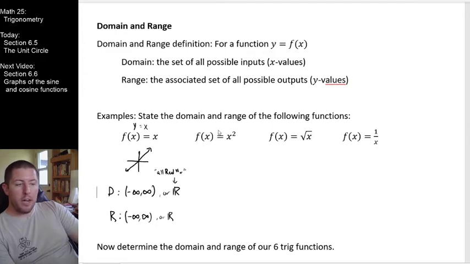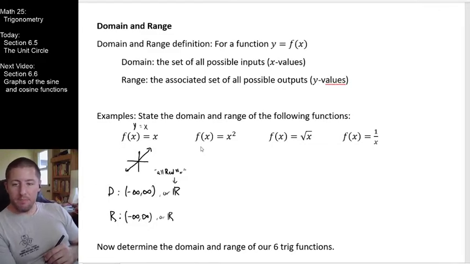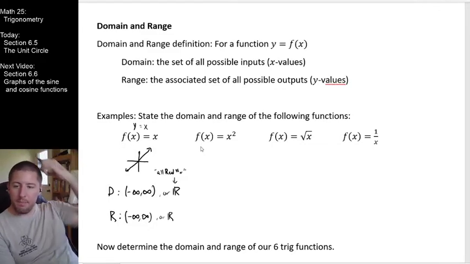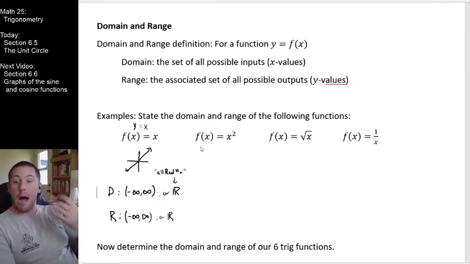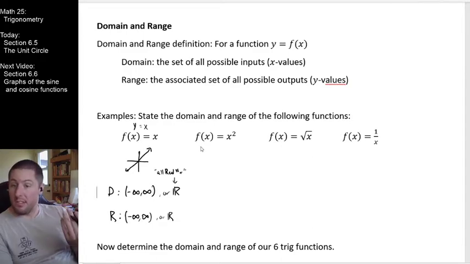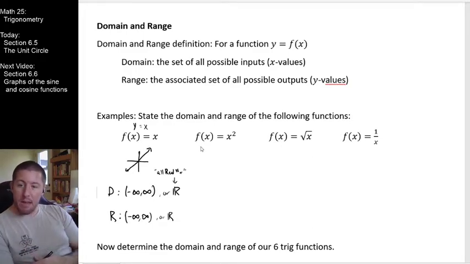Now, x squared is going to be a little bit different. One question I might ask you is, what numbers are we allowed to square? What numbers does it make sense to square? I usually like to think about groupings of numbers. Can I square fractions? Yes. Can I square square roots? Yes. Can I square positive numbers? Yes. Can I square 0? Yeah, 0 squared is 0. Can I square negative numbers? Well, yeah, negative 3 times negative 3 is positive 9.